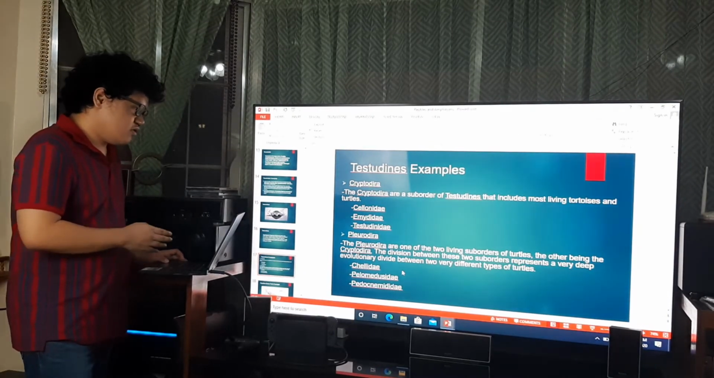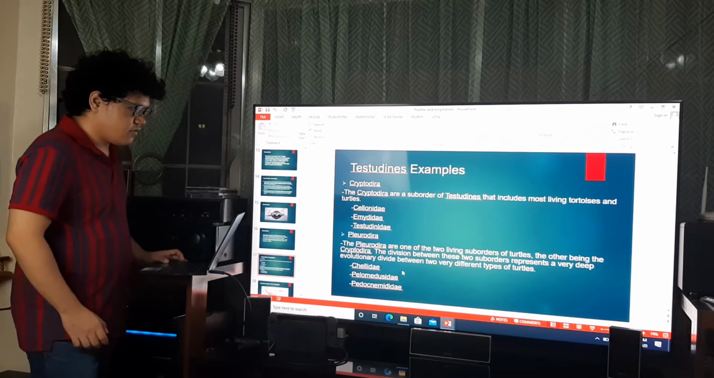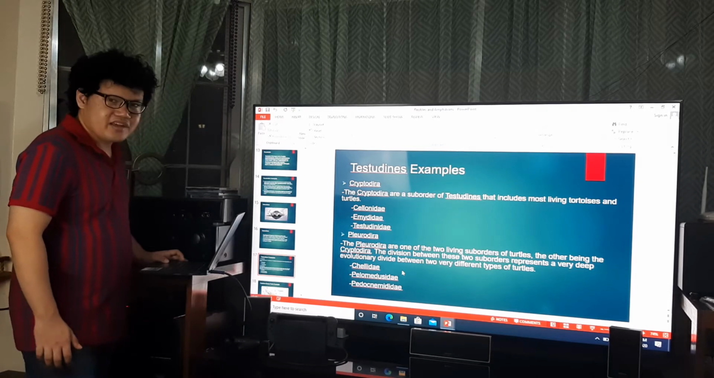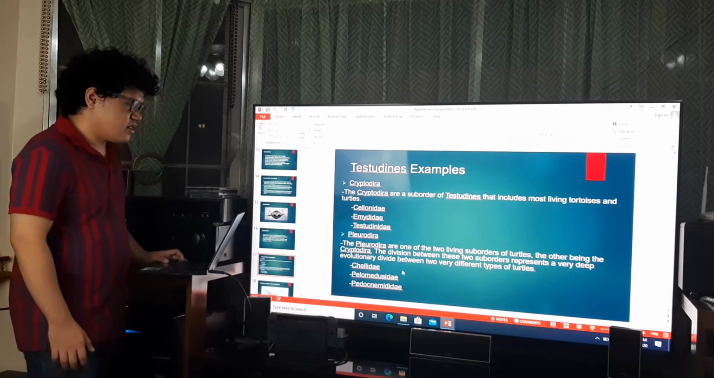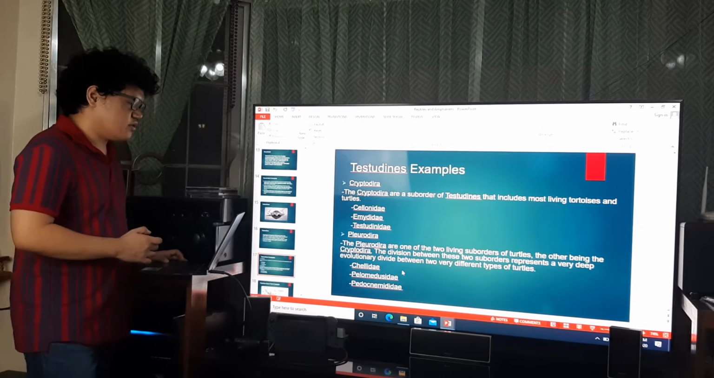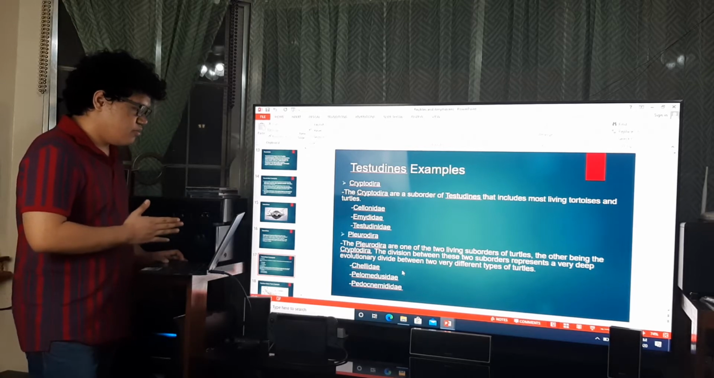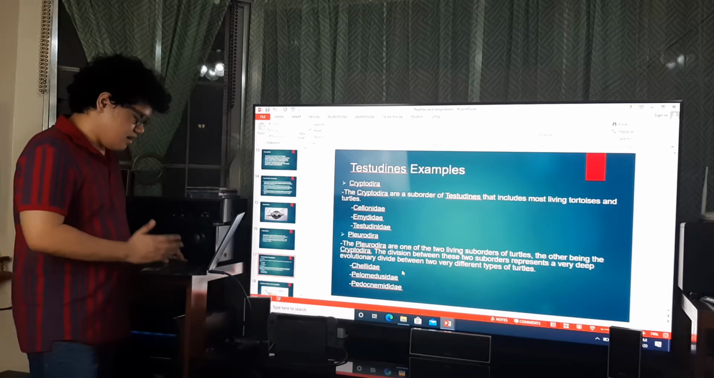The next is Pleurodira. The Pleurodira are one of the two living suborders of turtles, the other being the Cryptodira. The division between these two suborders represents a very deep evolutionary divide between two very different types of turtles, the Chelidae, Pelomedusidae, and Podocnemididae.